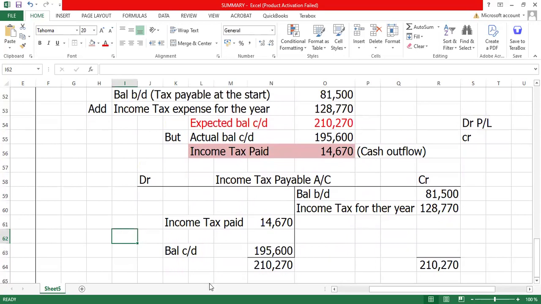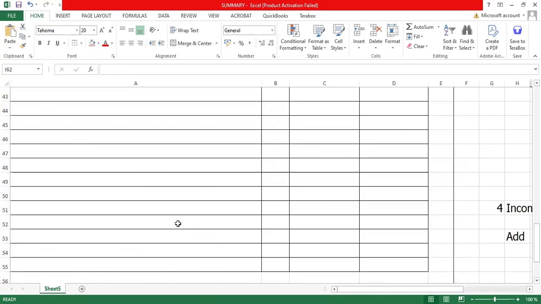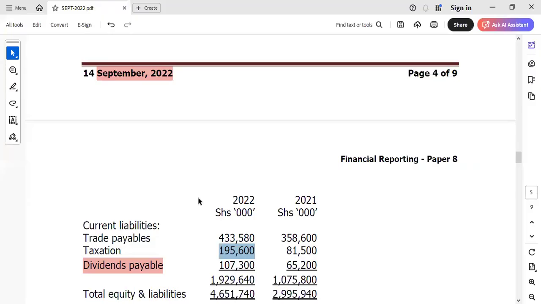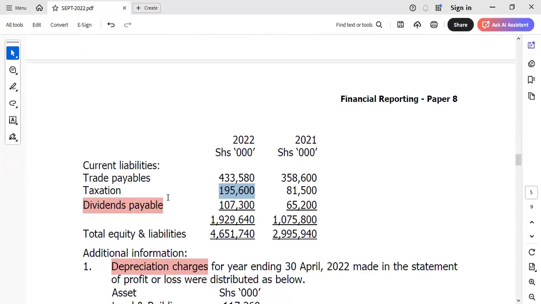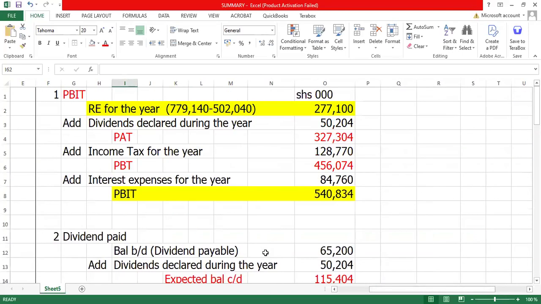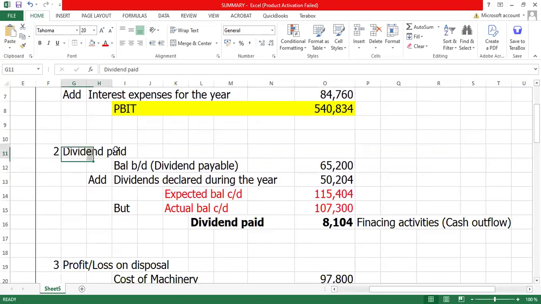Yes. Okay. So going back to our format, do we have any other current liability from this question? We don't have. Oh, sorry. We have dividends payable. But with dividends payable, I told you, you have no business with dividends payable. For you, you need dividend paid during the year. And we had done that working at the start.